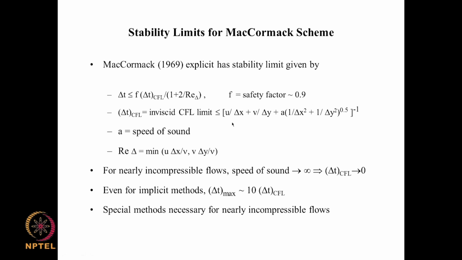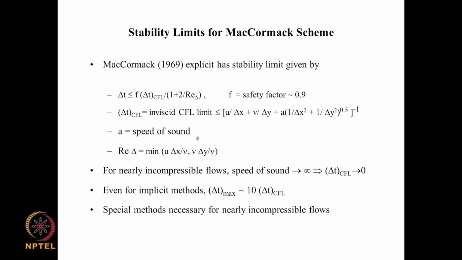So, for example, when you have high speed flows, then you have boundary layer formation. The boundary layer is very thin, so you need to have small delta y. When you make your delta y small, then delta t CFL will decrease, and that will mean that your allowable delta t decreases. So, there are certain restrictions, limitations of the McCormack scheme.